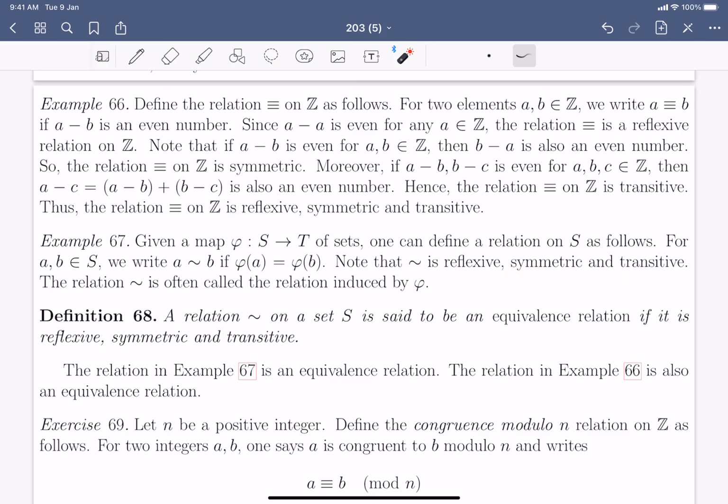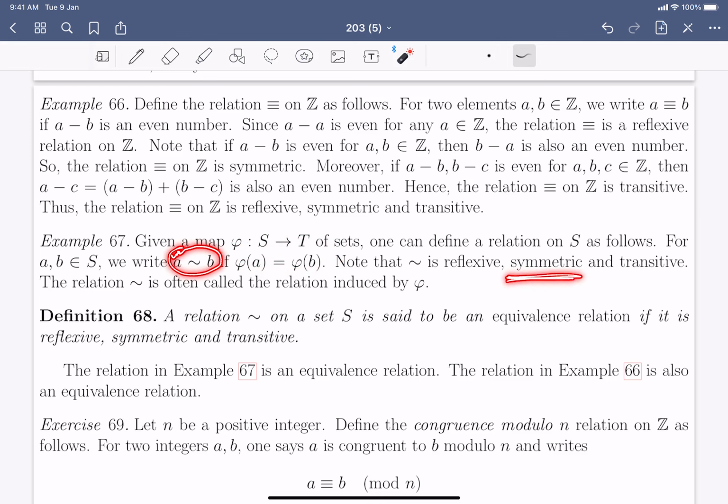For example, this is symmetric. It is reflexive because if you give me an element A from S, I know that phi A is equal to phi A because phi is a function. So A is related to A. And this is symmetric because phi A equal to phi B holds if and only if phi B equals phi A. In other words, A related to B if and only if B is related to A.